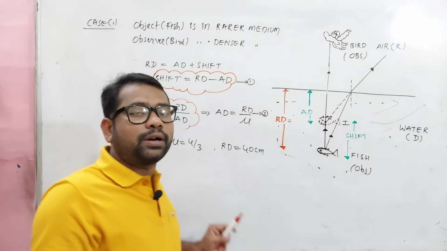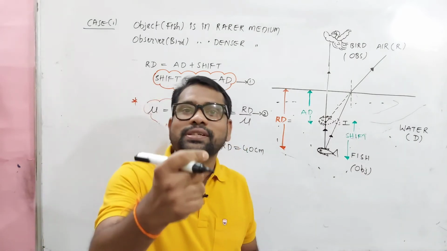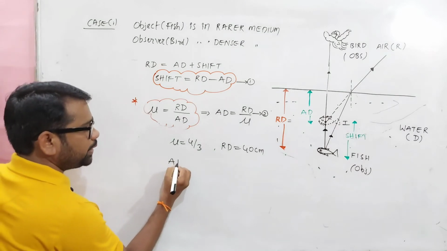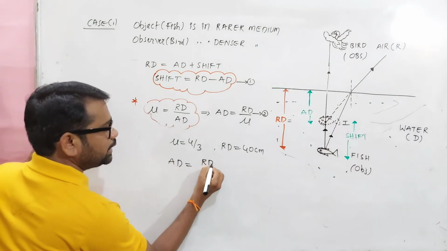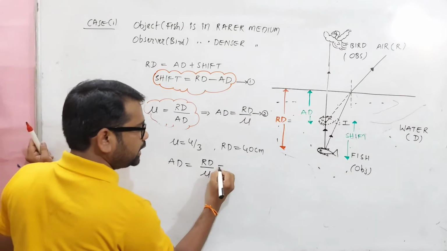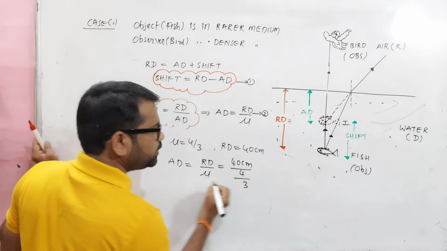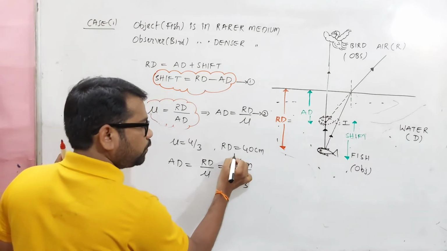But for a bird, at what depth it appears is important. So look here. You can substitute here. We can write apparent depth is equal to real depth by mu. So real depth is 40 centimeters by 4 by 3. 4 ones are 4, 4 tens are.